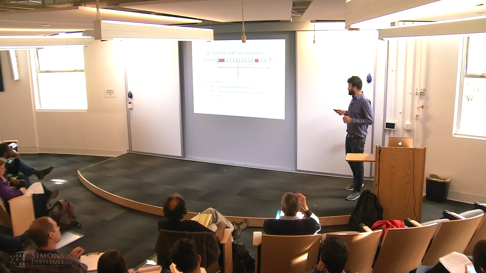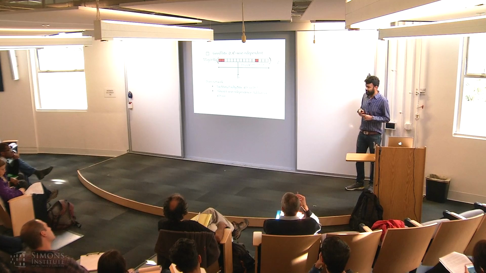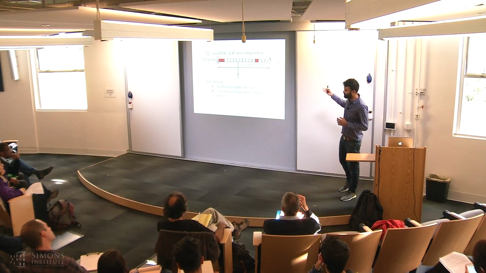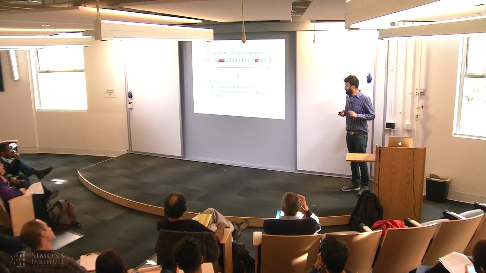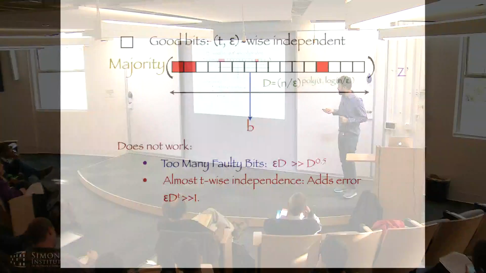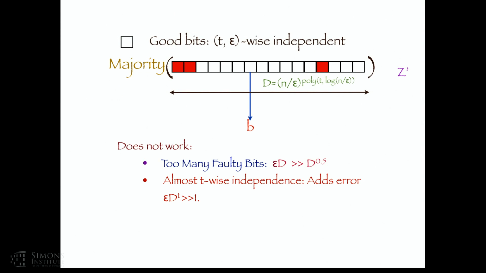All right, so now one could probably apply majority and use a de-randomized central limit theorem to try to get random bits out of this. But the problem is that there are just too many faulty bits. So epsilon times d, which is the fraction of bad bits, is much greater than square root d, which is roughly what you get from the central limit theorem. But actually, you could replace majority with more resilient functions to get over this.